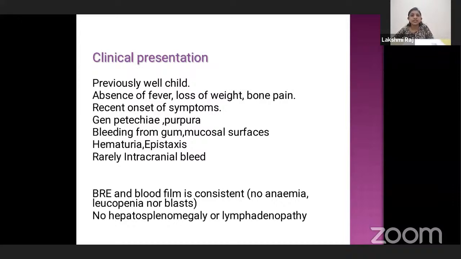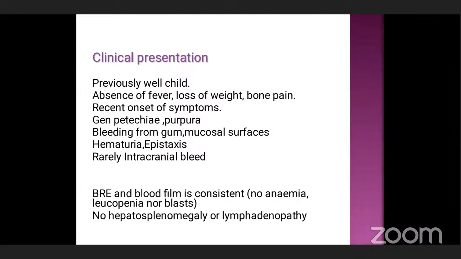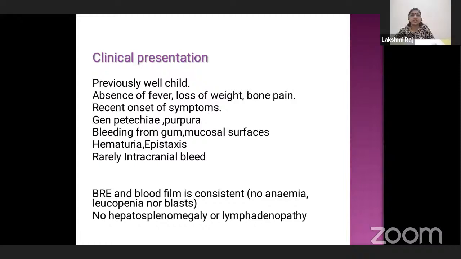So whenever the child is presenting with thrombocytopenia, we have to rule out malignancy. We have to ask for symptoms of malignancy like loss of weight, bone pain, and also any history suggestive of involvement of other cell lines, like recurrent infections. Okay. Then recent onset of symptoms.